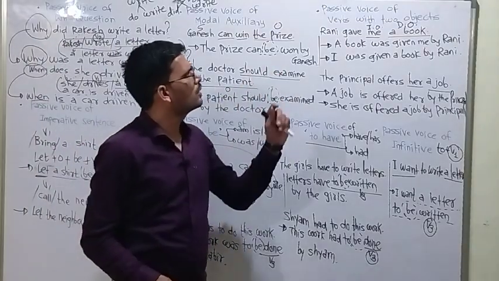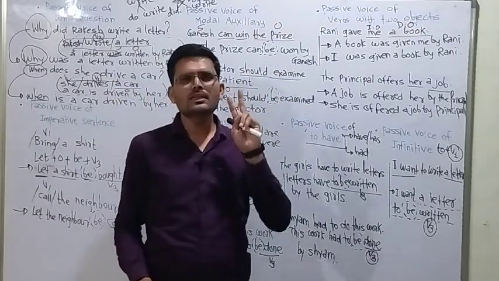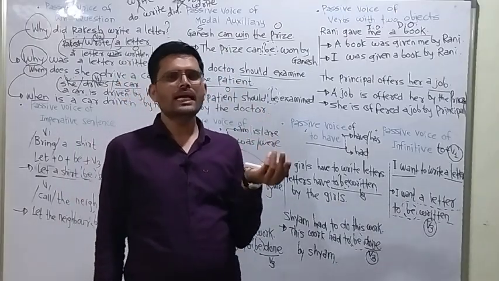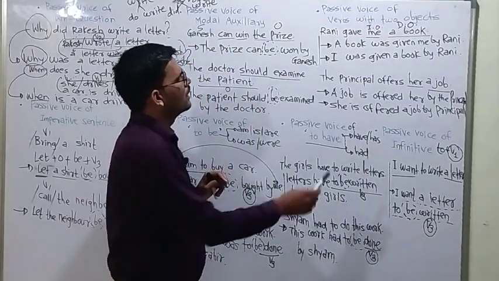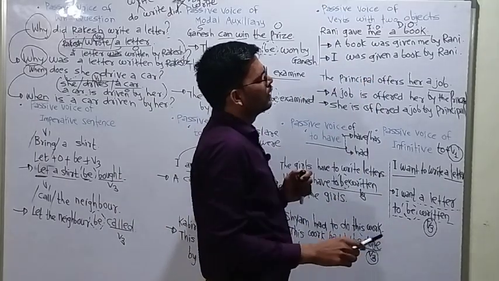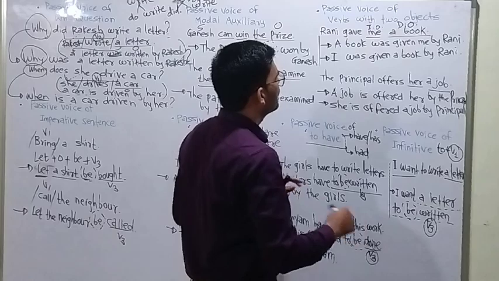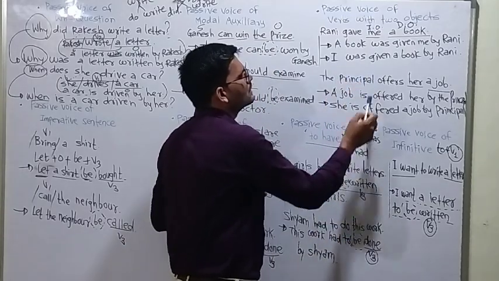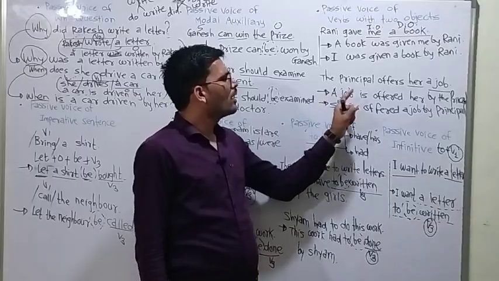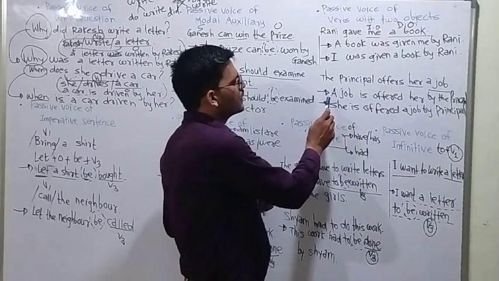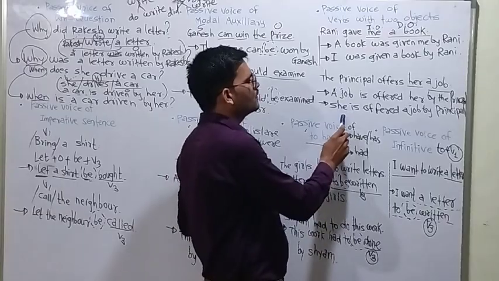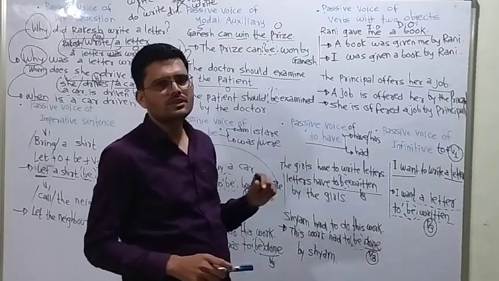Then next, passive voice of sentences with two objects. If there are two objects in one sentence, we may convert active into passive voice in this way. Rani gave me a book. A book was given to me by Rani. Okay, then: I was given a book by Rani. Next, the principal offers her a job. A job is offered to her by the principal. Next, she is offered a job by the principal.